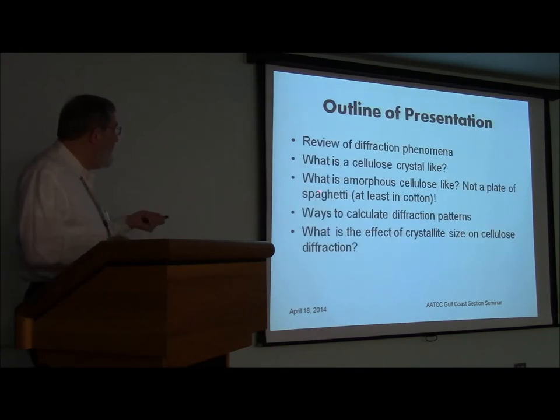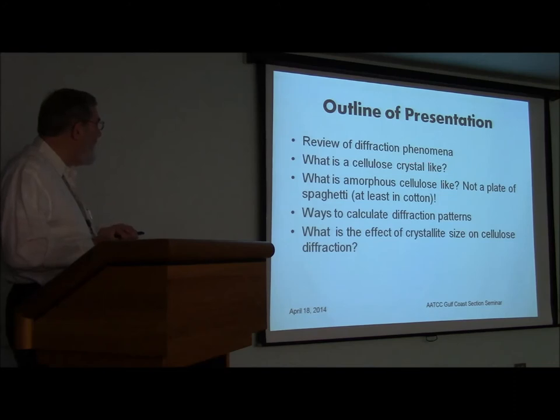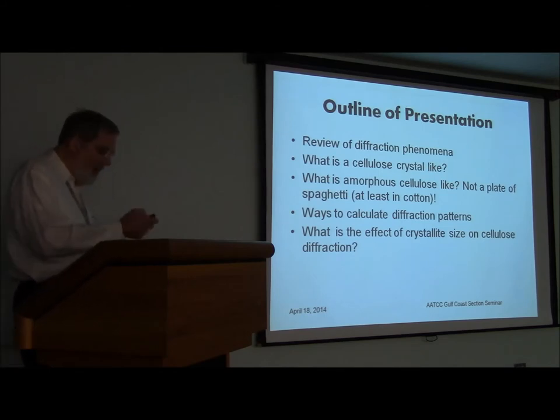So I'm going to review the diffraction phenomena. What is a cellulose crystal like? What is amorphous cellulose like? And I'll start off by saying it's not a plate of spaghetti. And how do we calculate diffraction patterns, at least one of the ways today? And what is the effect of crystallite size on the cellulose diffraction?